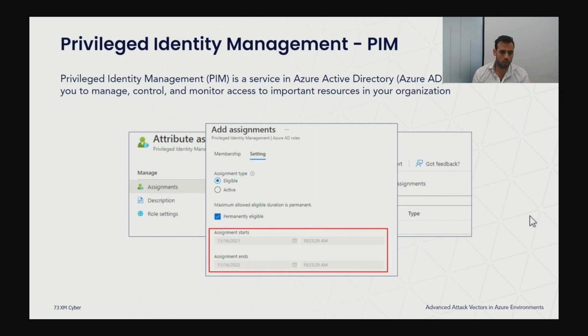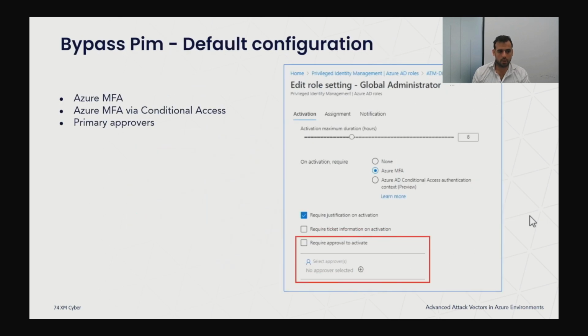What does it mean? In the assignments, we have two types of assignments: the eligible assignment and the active assignment. Eligible assignment means that you can request time-bound access, with a request for approval, to a specific role. Active means that it will be activated automatically. But in PIM, or Privileged Identity Management, the default configuration of an Azure AD role, in this case the global admin role, does not require approval in order to activate.